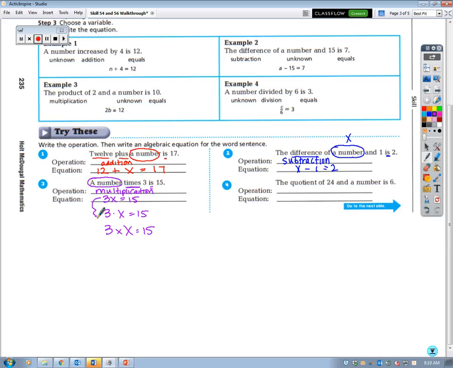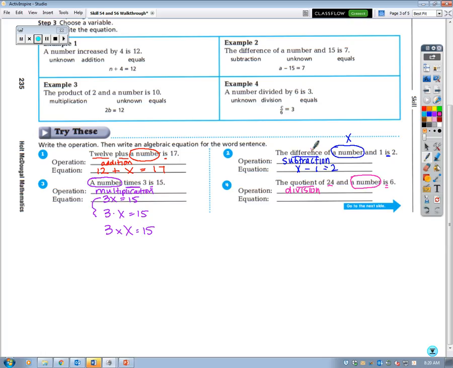So the last one here that we're looking at is number 4, the quotient of 24 and a number is 6. Quotient is our operation, number is our variable, is our equal sign, 6. Can I hear from somebody what our operation is? Someone I haven't heard from yet? I've heard from both of you guys. Tori, what is it? Division. Quotient is division. Quotient means the answer to a division problem.